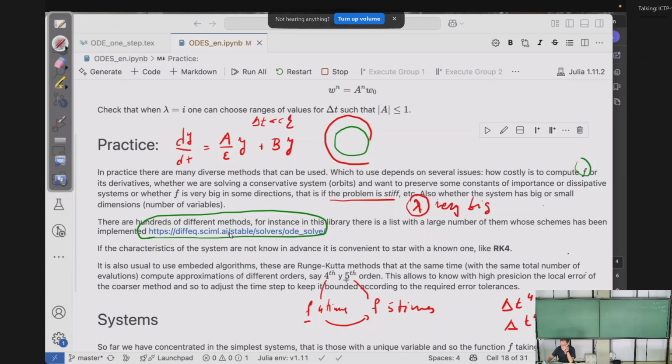So sometimes you use this. That is the RK45. I mean, it's common to use RK45. Probably, I don't remember the names. There are some algorithms which have names, which are 4, 5. If you look here, you can see them.